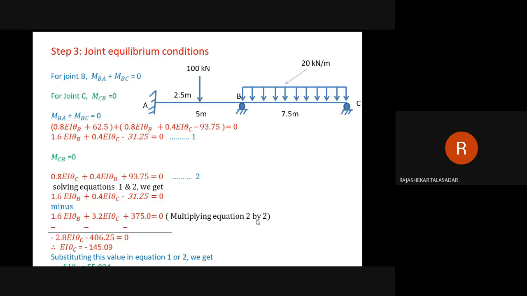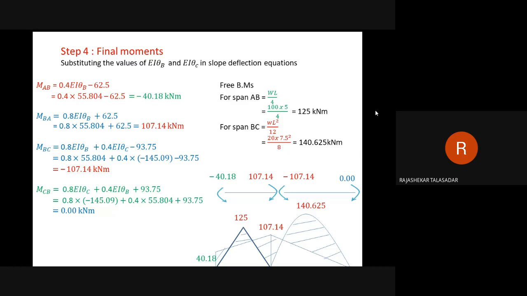Then you have to superimpose those moments over this end moment. This is the free bending moment diagram due to point load. That is a triangle. What is the ordinate? It is 125. It is nothing but WL by 4. From here to here it is WL by 4. This span is carrying UDL. What is the free bending moment diagram for span BC? It is WL square by 8. Not 12, it is 8. You will get 140.625.